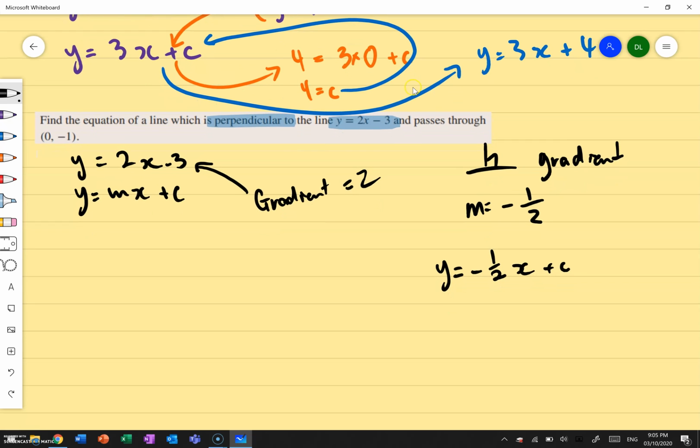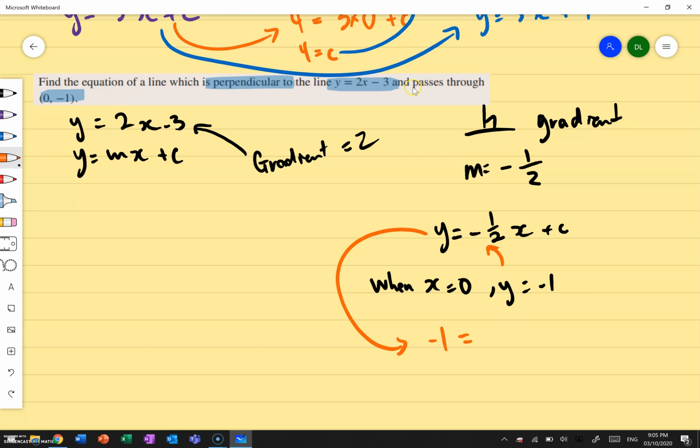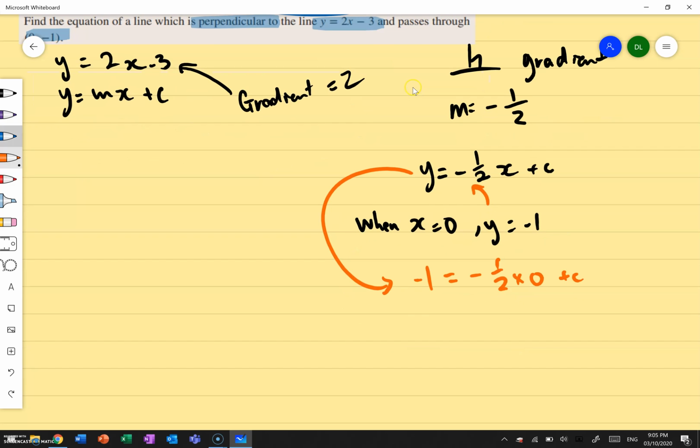From there, we do the same thing we did before. So I've got the coordinate, and I'm going to highlight that there so we know. And remember, it's always x and then y. So when x equals 0, y equals negative 1. I'm going to put these numbers into this equation there. And it'll give me y, which is negative 1, equals negative half, instead of times x, I write times 0, plus c. From there, I can solve it, and I get negative 1 equals c.